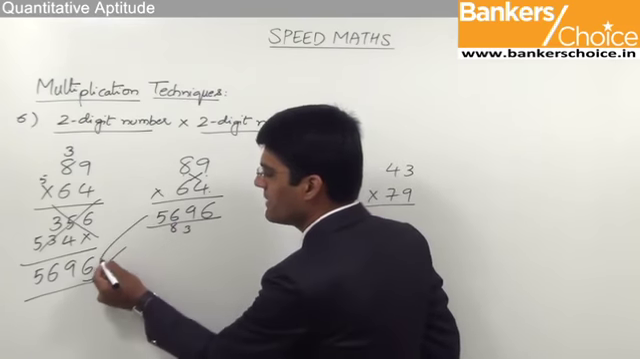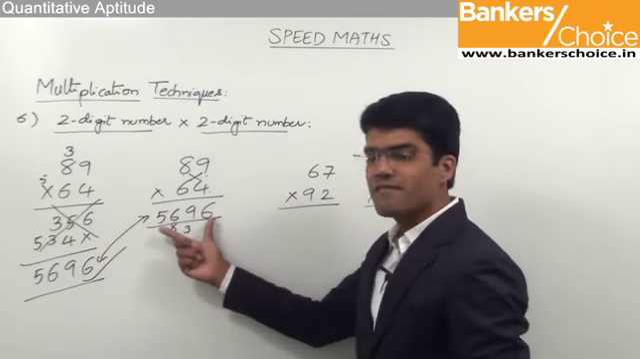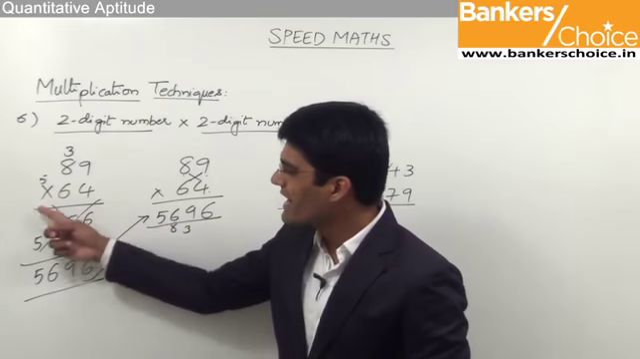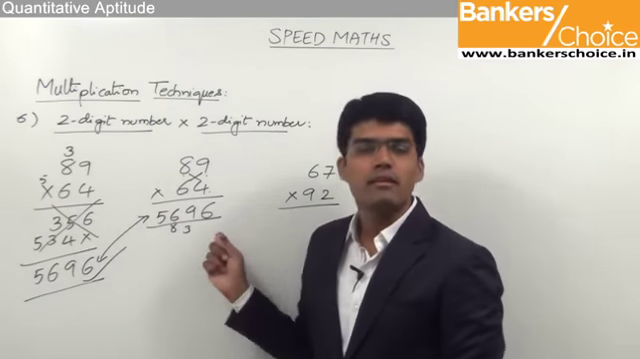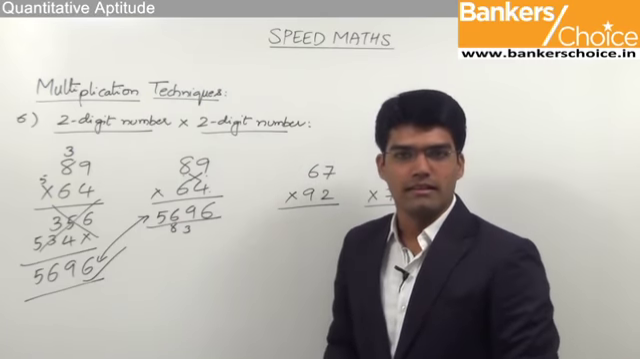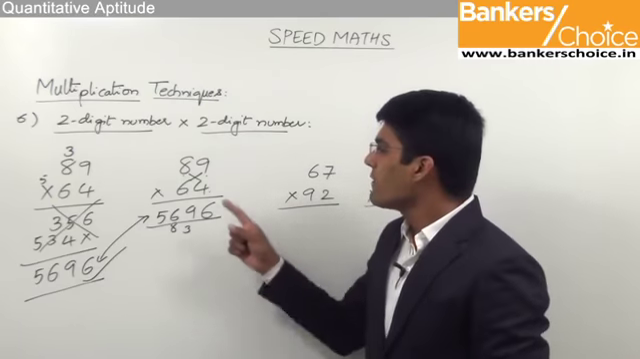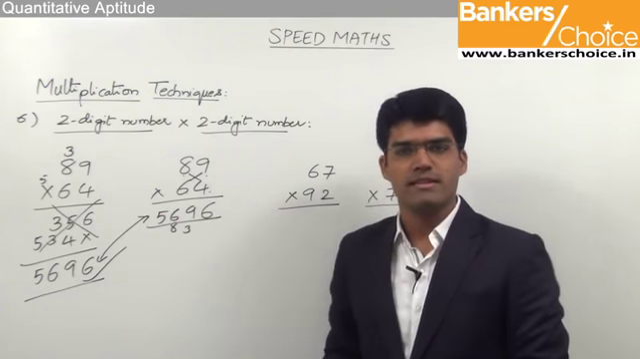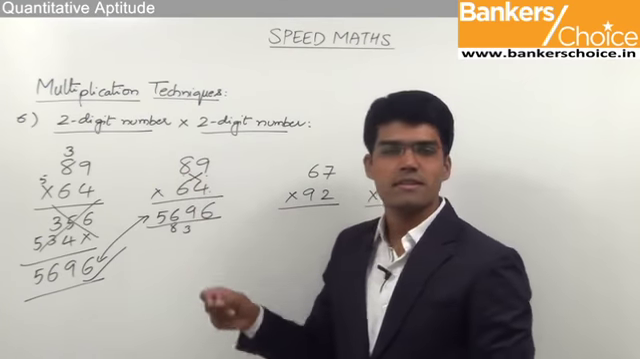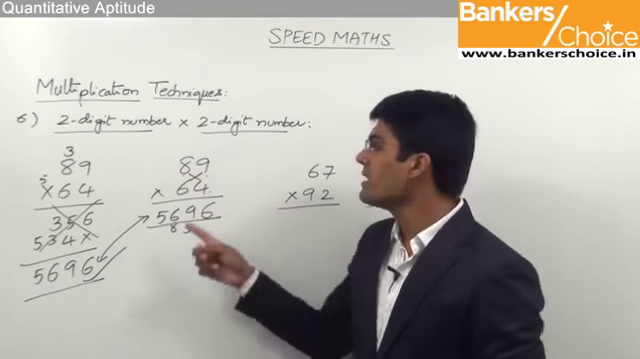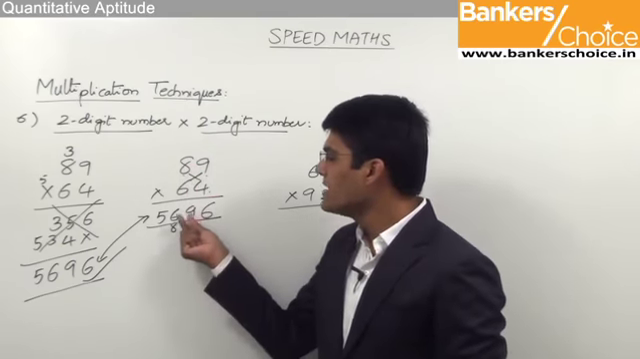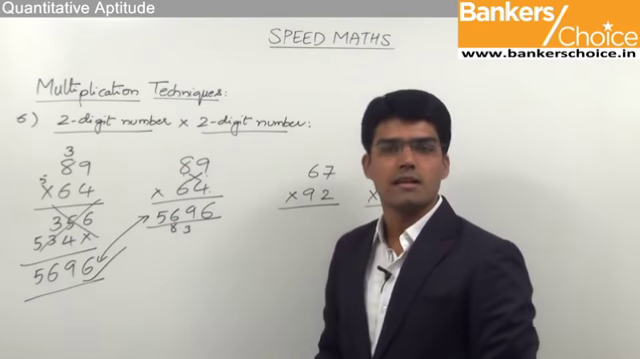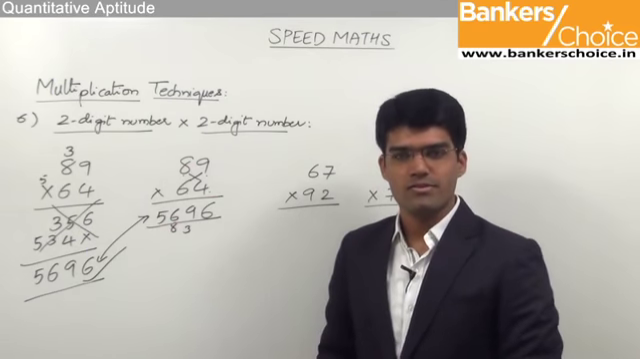So as you can compare with the general method here, the answer 5696 has been obtained without writing the intermediate part. So that is the advantage of multiplying two-digit numbers in this technique. The three simple steps here are: first, multiply both the units places; second, cross multiply the units places with tens places; and the third step is multiplication of tens places. In each step, we take only one digit in the answer and the other digit gets carried forward till we obtain the last step. So let us take a few more examples to understand this.